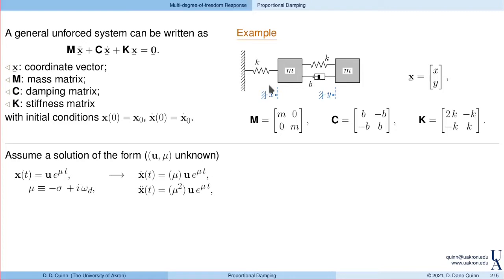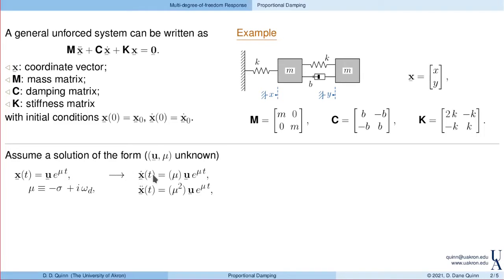So how do we solve this? Well, we assume a solution of this form. We have a vector, sort of a mode vector, u, and an exponential rate, mu. Here, mu typically would be written as a complex number, right? So it would have a real part, hopefully negative, so that the system would be stable, and maybe an imaginary component as well.